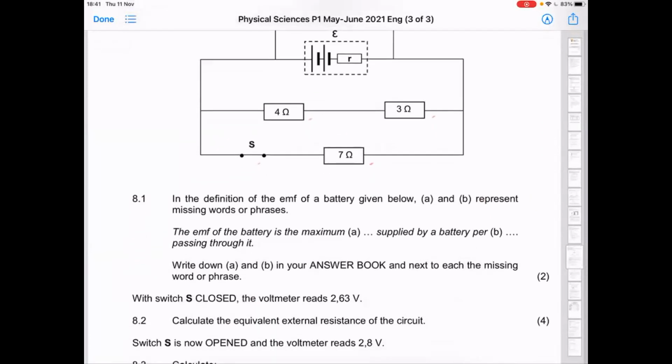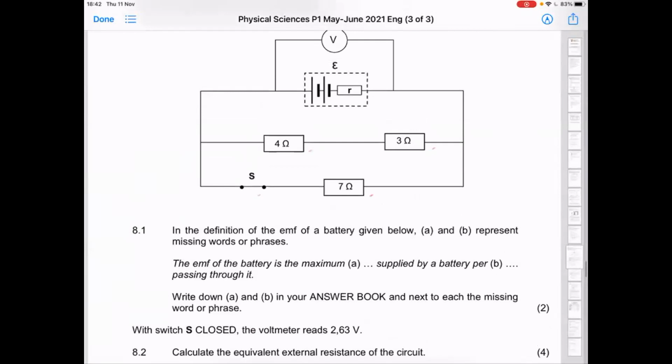In the definition of the EMF of a battery, given below, A and B represent missing words or phrases. The EMF of the battery is the maximum A supplied by a battery per B passing through it. Just want to remind you that the EMF is the energy the battery is providing. The EMF does not depend on the rest of the circuit. It just comes from the battery.